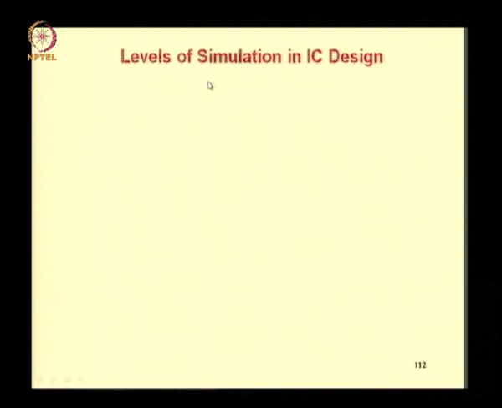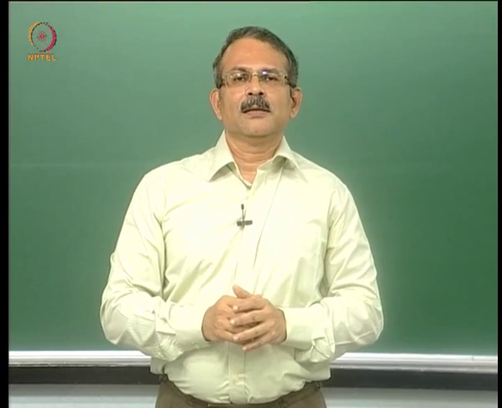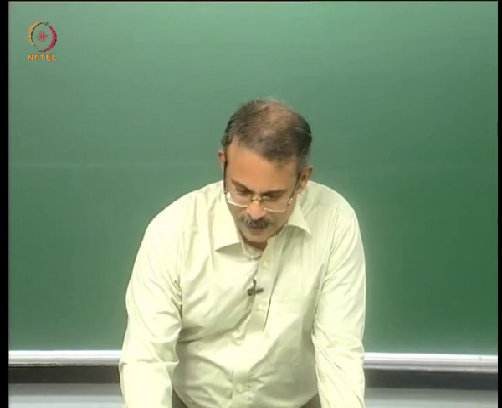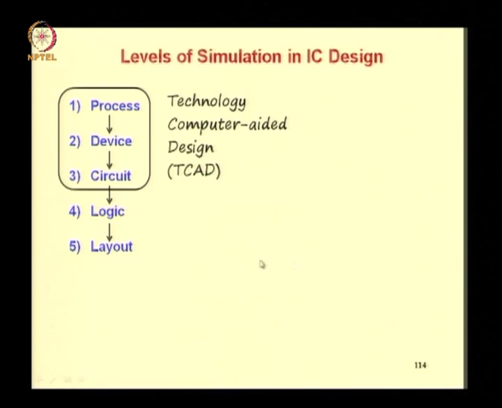Now let us look at the levels of simulation, the 5 levels of simulation which we just showed on the entire IC design procedure chart. So these 5 levels are process, device, circuit, logic and layout simulations. Let us look at each of these. The combination of process, device and circuit simulations is normally referred to as technology computer aided design, or TCAD.